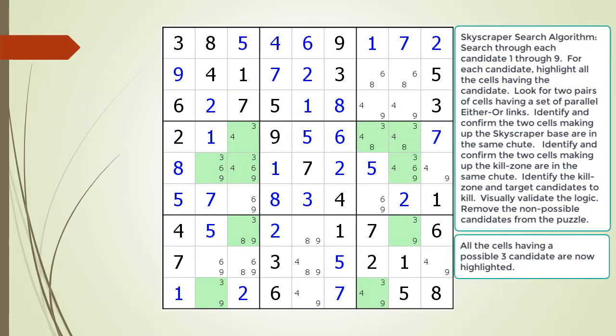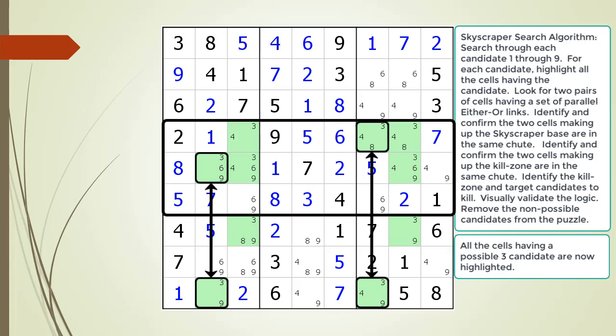Here is the next example. All the cells having a possible 3 candidate have been highlighted. We find 2 sets of parallel either-or links. We identify the chute for the base cells. We identify the chute for the kill zone. Here is the kill zone and target candidates to kill. We remove the non-possible candidates.